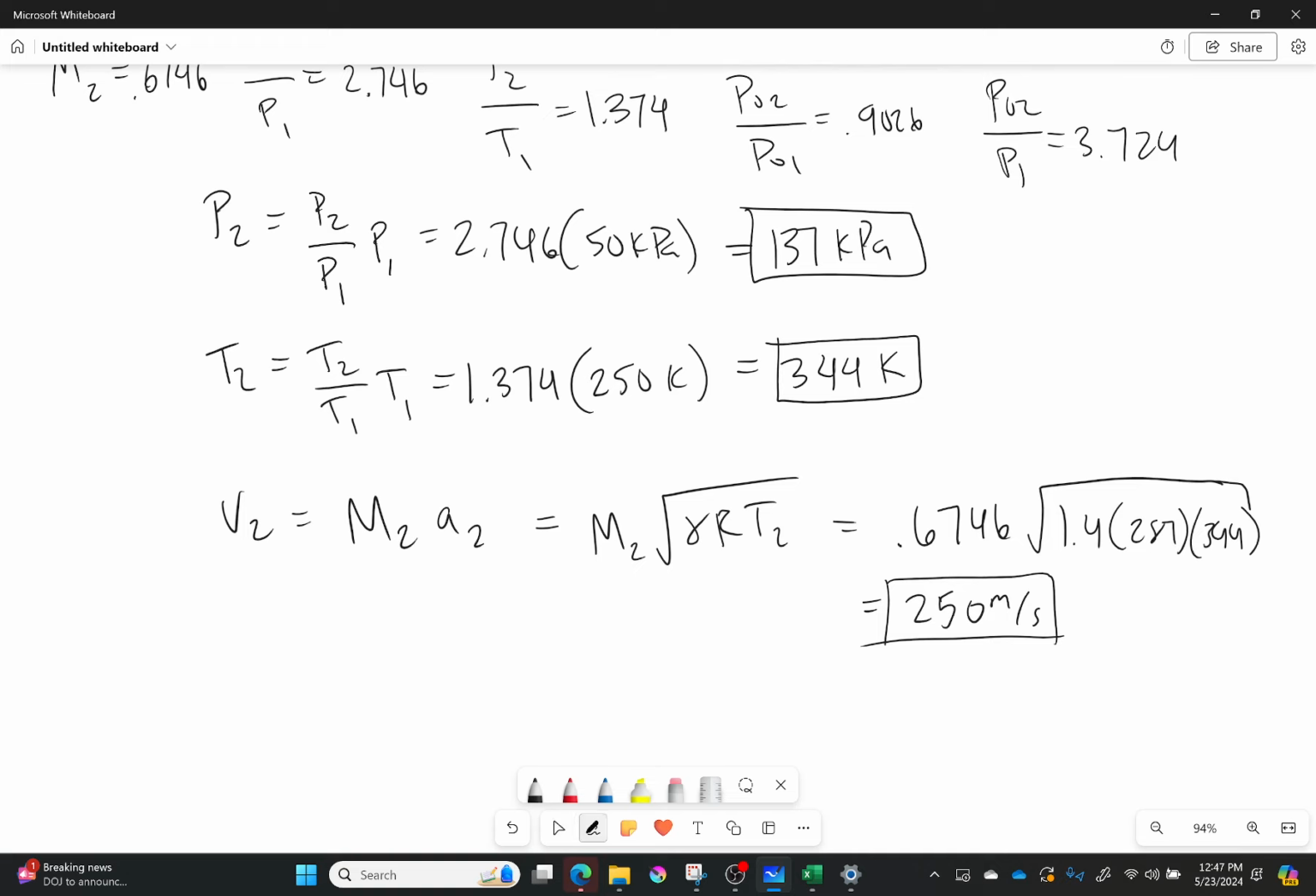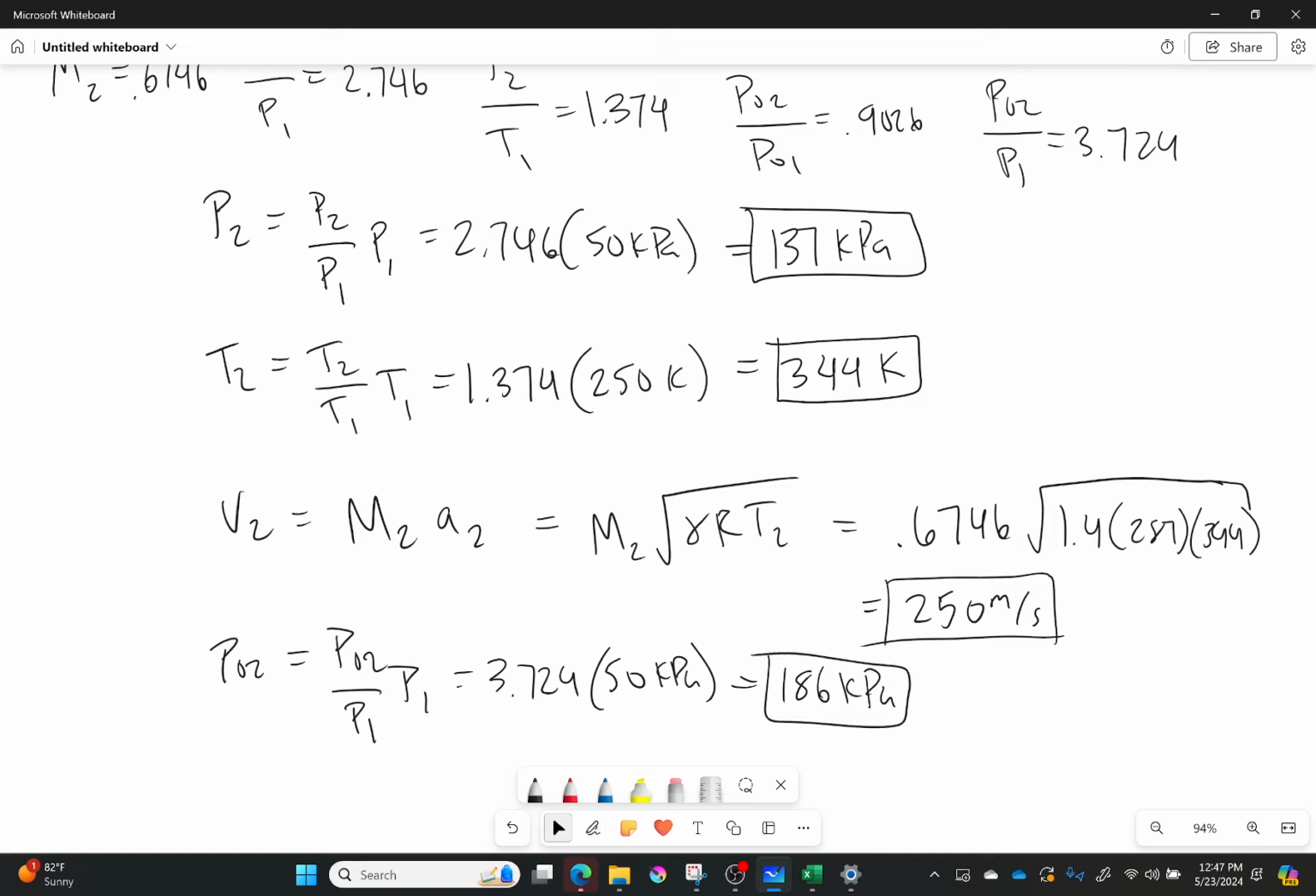So let's get P naught 2 now. P naught 2 is equal to P naught 2 over P1 times P1, which is equal to 3.724 times 50 kilopascals, which is going to be equal to 186 kilopascals. Okay. Still not too bad, right?